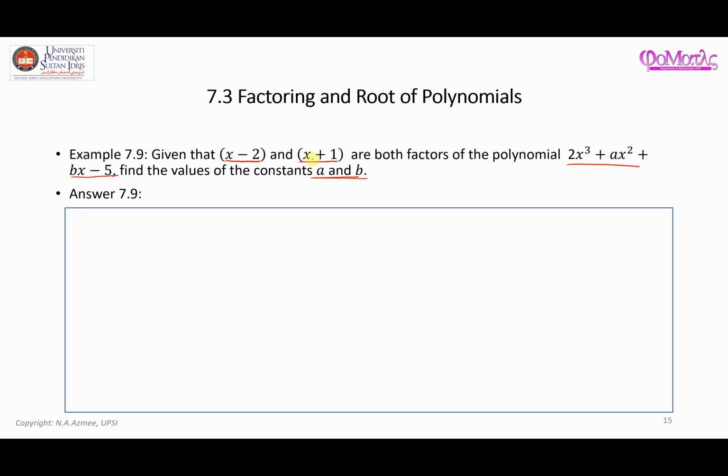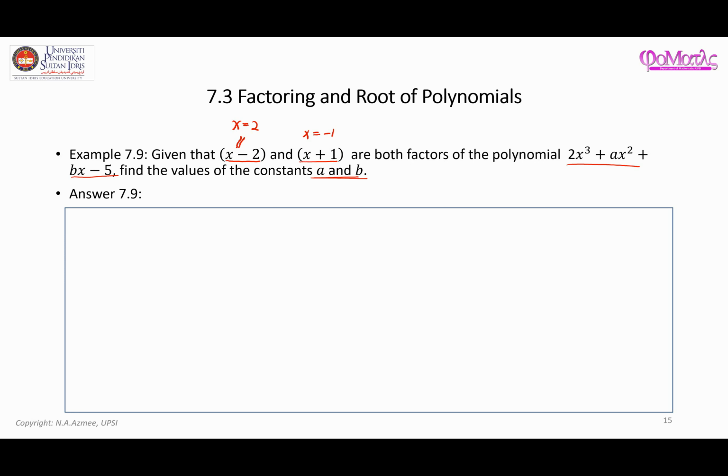If x minus 2 and x plus 1 are both factors, therefore when you substitute x equals 2 into the function, the result will be 0. And if you substitute x equals negative 1 into this polynomial function, you will expect that the result will also be 0. So we're going to do just that. Now substitute x equals 2.